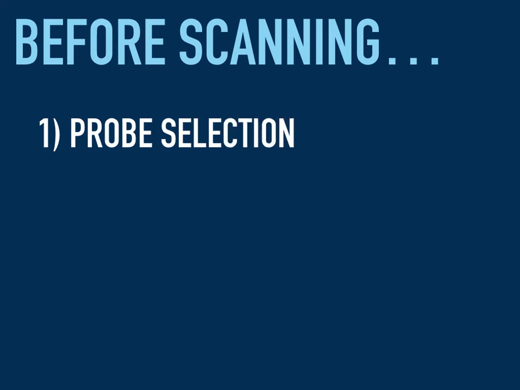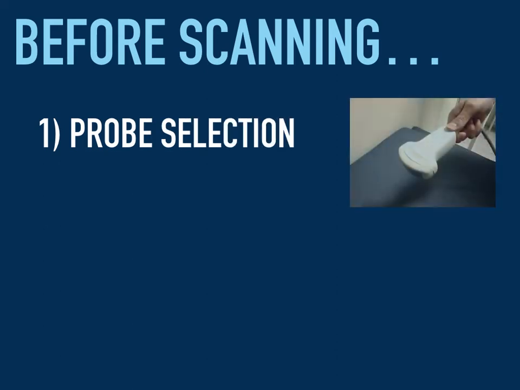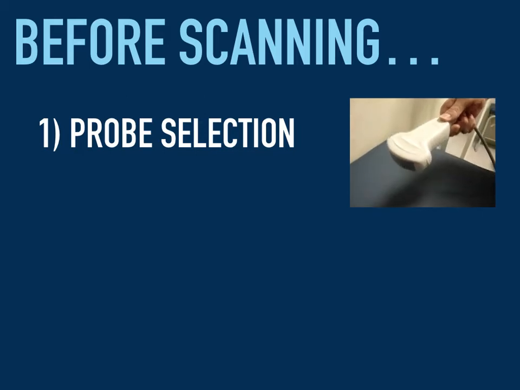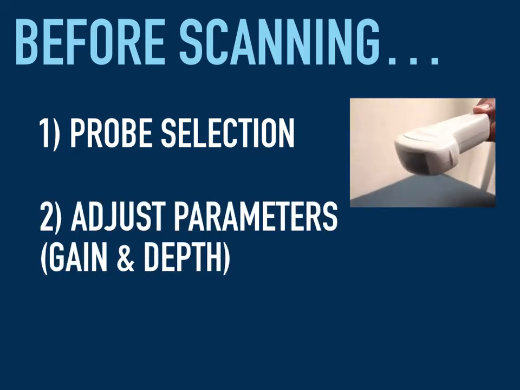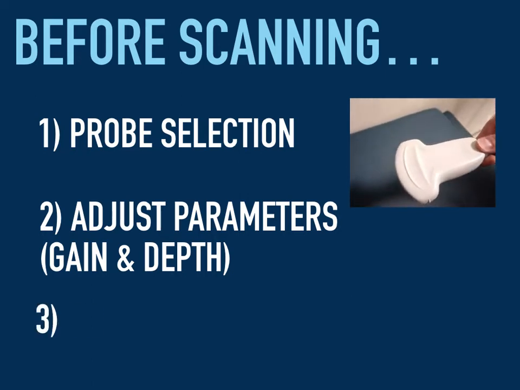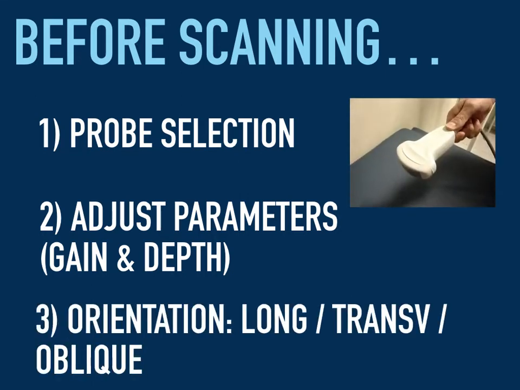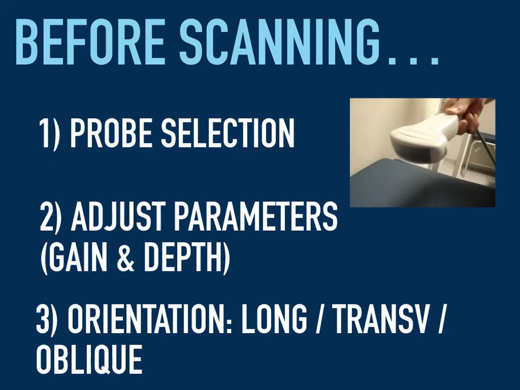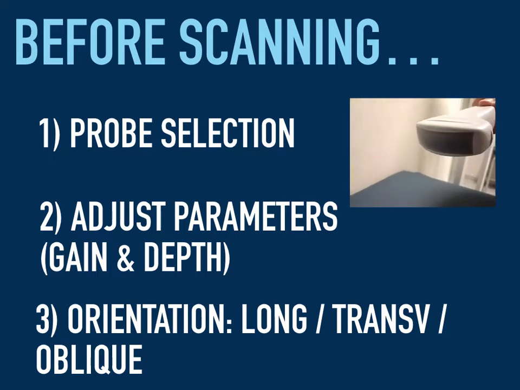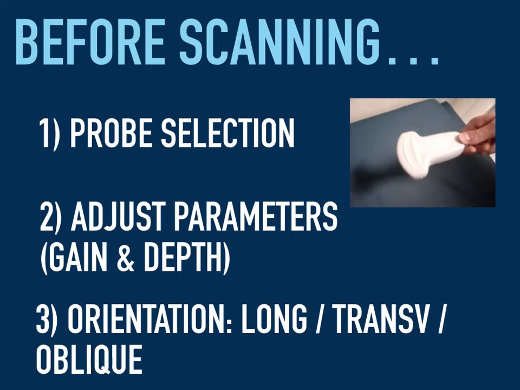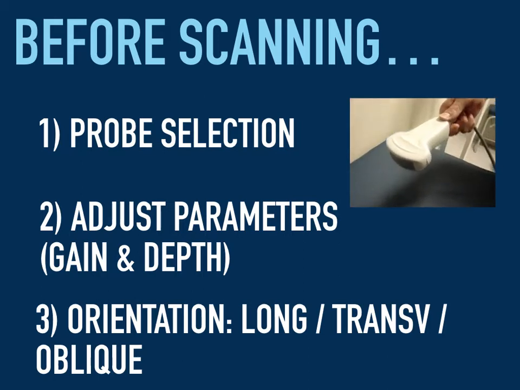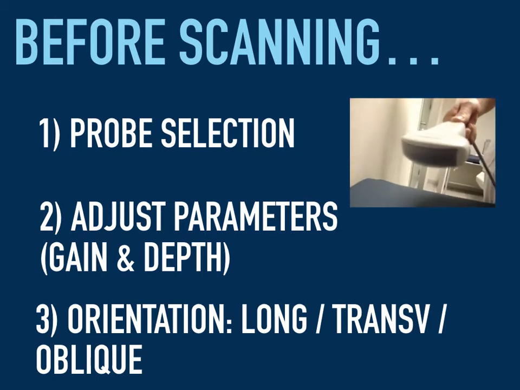So before scanning, we need to select the probe. For assessing the liver, we are using the curvilinear probe. As well, adjust parameters, especially gain and depth. And the orientation: for the liver left lobe, we are going to orient the probe into a longitudinal and transversal view. But for assessing the right lobe, an oblique approach is much better.